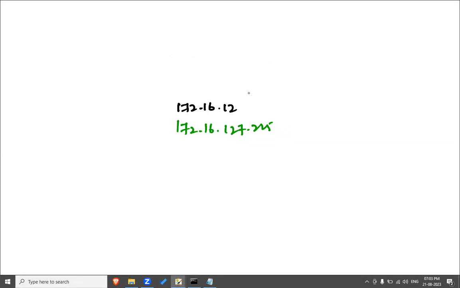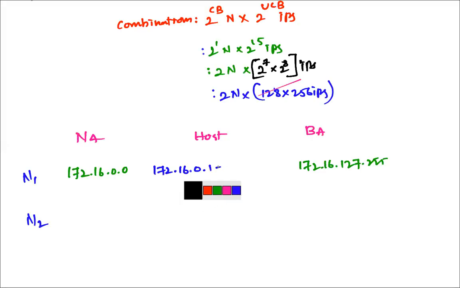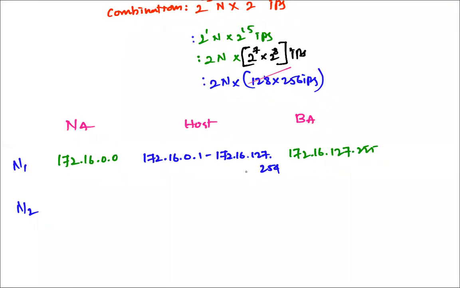Okay, let me write the host range. 172.16.127. I'll just write it over here. I don't have space here, so I'll write it in the next one. 254. Sorry, 254. Okay. Yeah, so this is the host range.